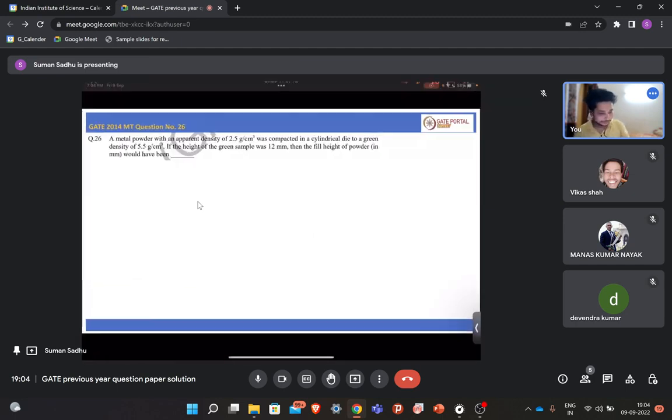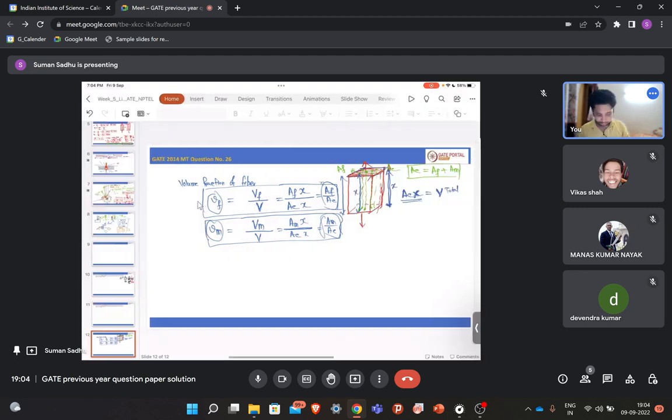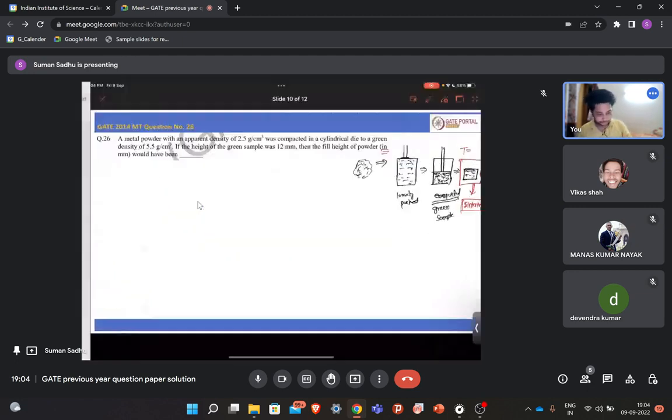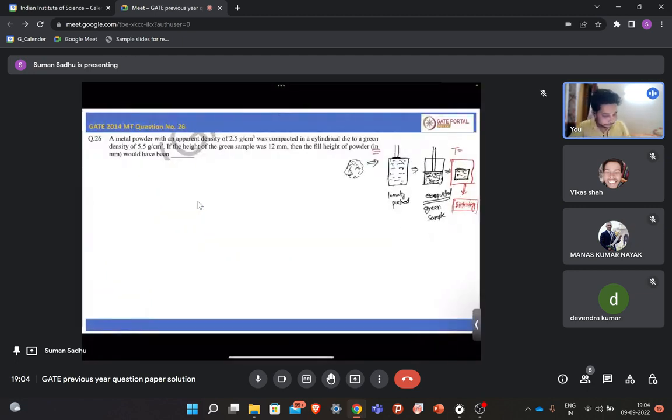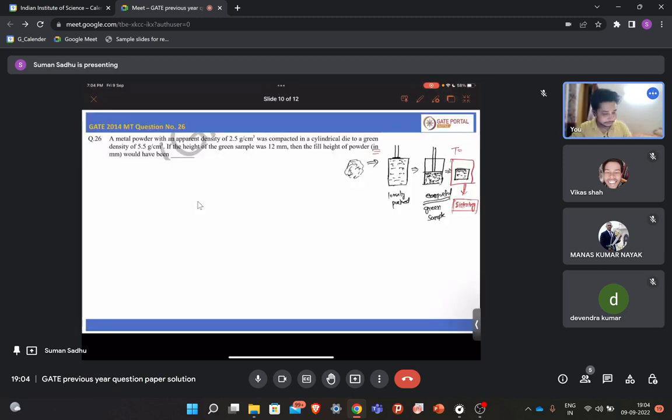Okay, now it is here. So this is loosely packed powder. So at this stage, what is your density? This is called apparent density. So the density of the loosely packed powder is apparent density.